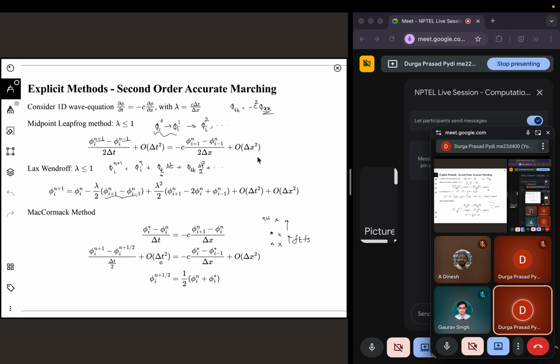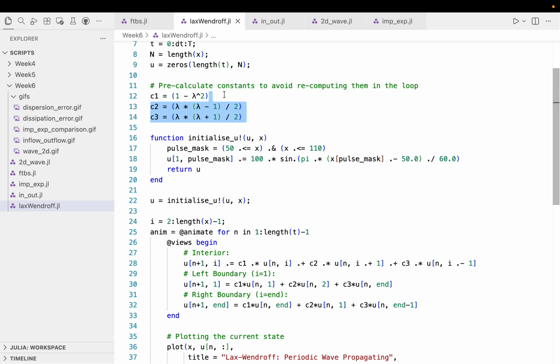So if you were to club the terms together for phi n, I will call it C1 times phi n, which has a 1 here and then minus lambda square. So C1 is 1 minus lambda square, and then let's say C2 times phi i plus 1. So phi i plus 1 has a lambda square by 2 minus lambda by 2, and then a C3 of phi i minus 1, which will have lambda square by 2 plus lambda by 2. So this will be my C1, C2, C3: 1 minus lambda square, lambda square minus lambda by 2, and lambda square plus lambda by 2.